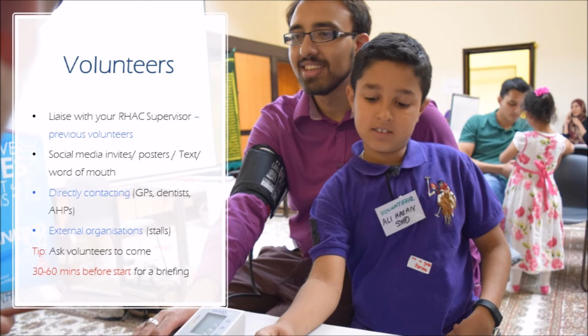We would suggest contacting healthcare professionals directly, especially if you'd like to run a particular station, for example, a dietitian or nutrition desk. External organisations and charities may also be interested in holding a stall at your event. A great tip is to ask volunteers to come 30 minutes to an hour before your event starts, so you can have a team briefing. You could also ask some volunteers to come earlier than this to help you set up the stations and equipment.